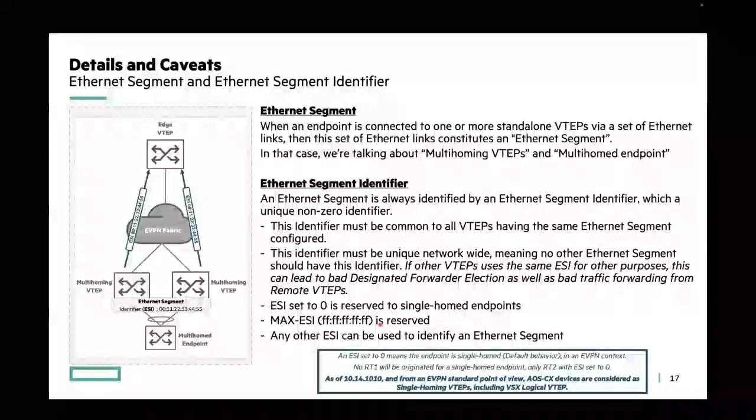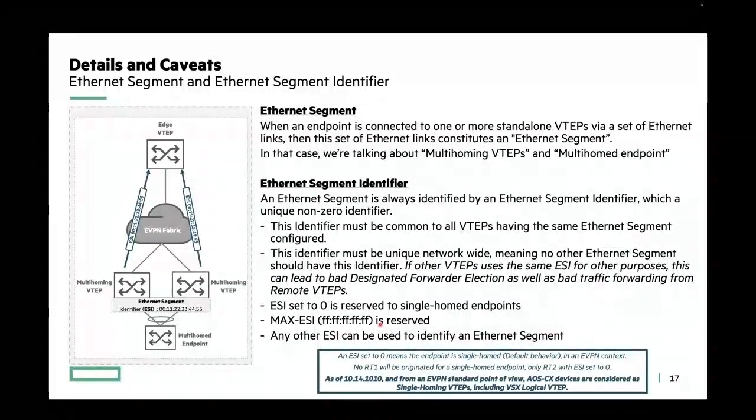If we just come back to ESI set to 0, it's important to note that the term single homed is used in an EVPN context. It only means that an endpoint is connected to a VTEP outside of an Ethernet segment. And in this case, no RT1 will be set. So this is a single homed endpoint.